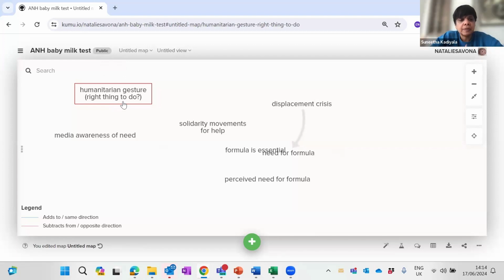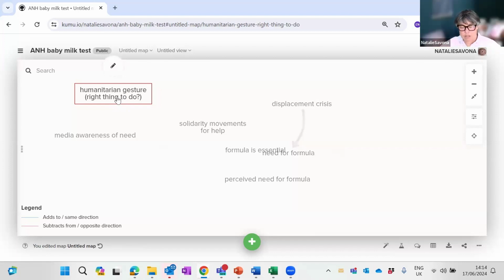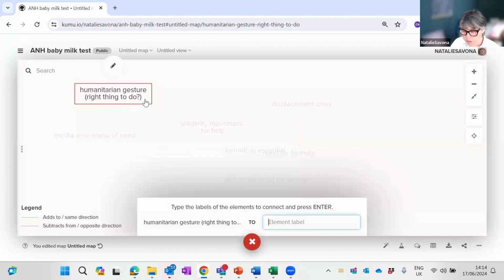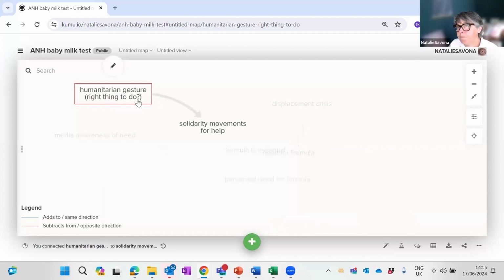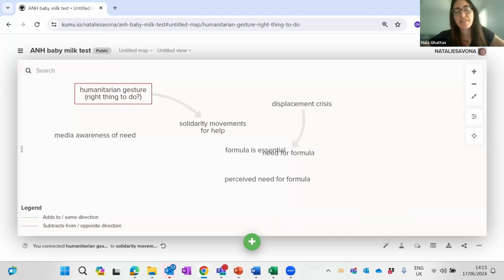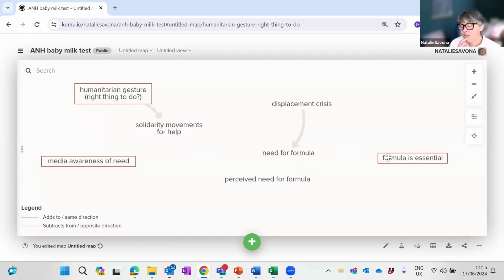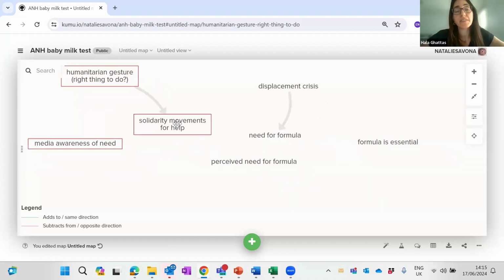Yeah. So does it make sense that people are thinking it's a humanitarian gesture, so there become these solidarity movements? Yeah. And I'm just wondering, what did the solidarity movements create? Do they create the request? I was thinking they create the donations in a sense, or they trigger the donations. Okay. Do they provide them? Do they actually give the milk? Some of them would. Okay.